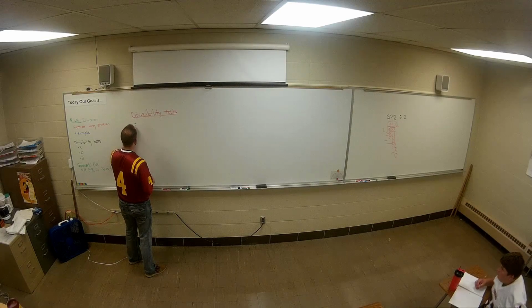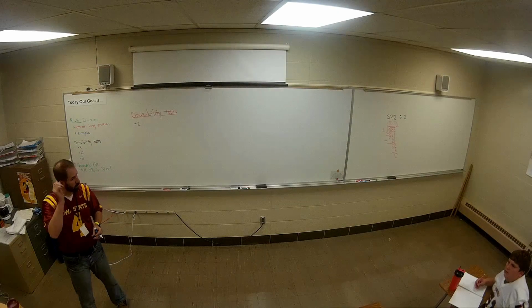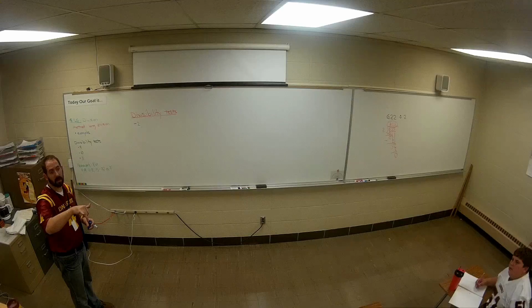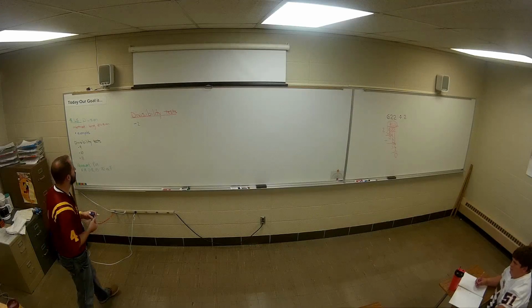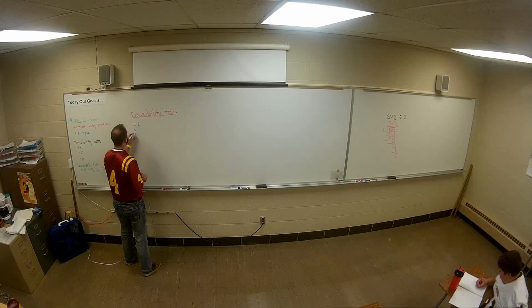How do we know if a number is divisible by 2? What do we talk about? Even number at the end, right? That's the best way to put it. The last number was an even, it's divisible by 2. What about 3?